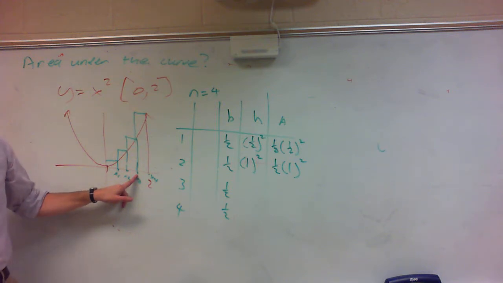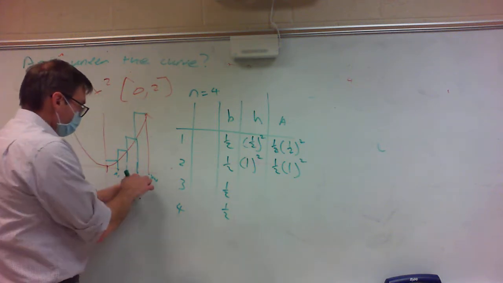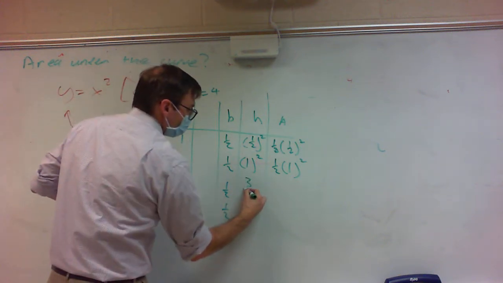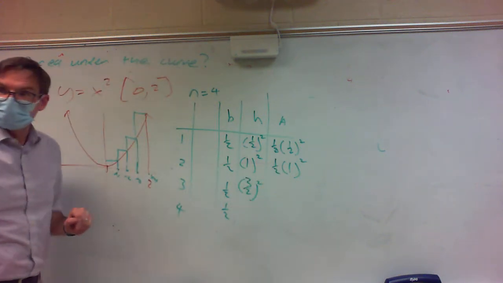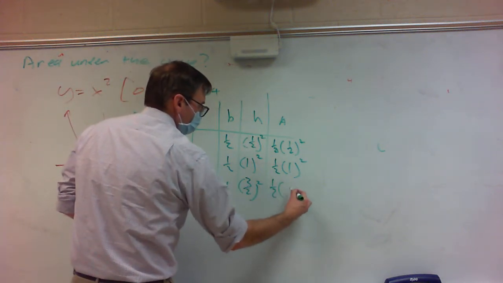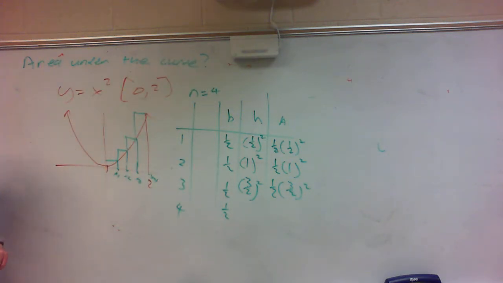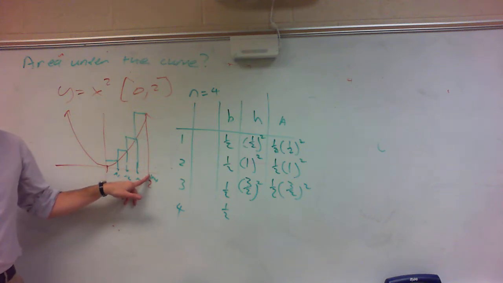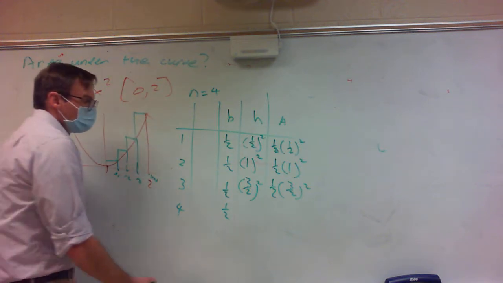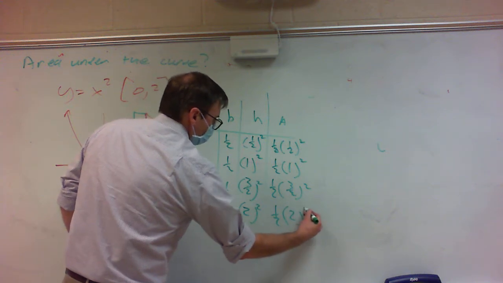The base is still 1/2. What's this x value? 1.5. I'm going to write that as 3/2. Okay? And when I plug that in, that's going to give me 3/2 squared, right? And so my area is going to be this times this, which is 1/2 times 3/2 squared. Just write down my chart of my rectangles. And to get my height here, what's my x value? 2, right? It's right at the end, okay? And so that's 2 squared, and so I end up with 1/2 times 2 squared.